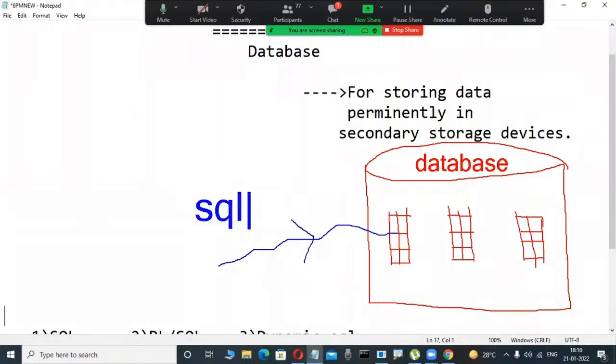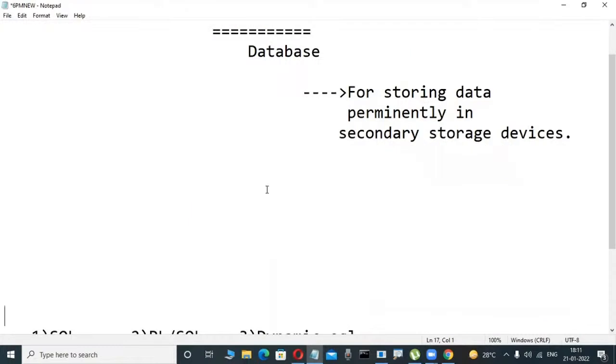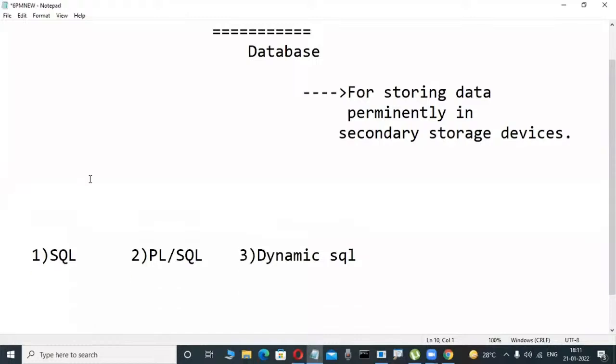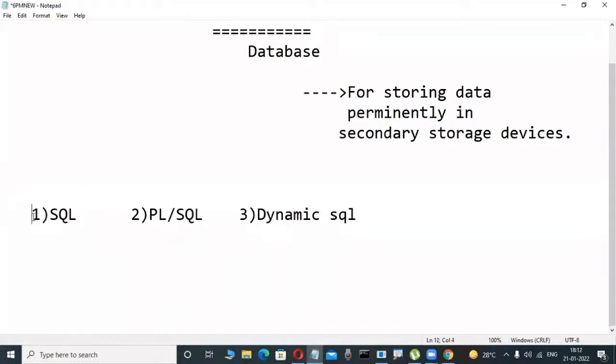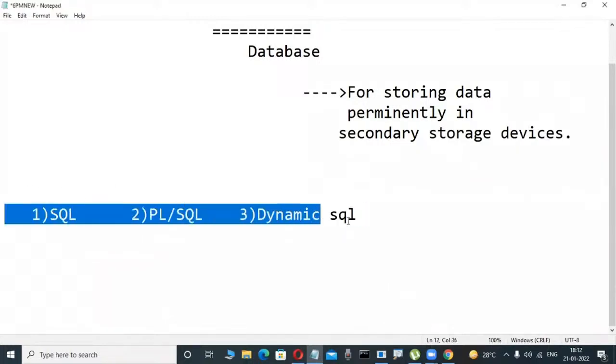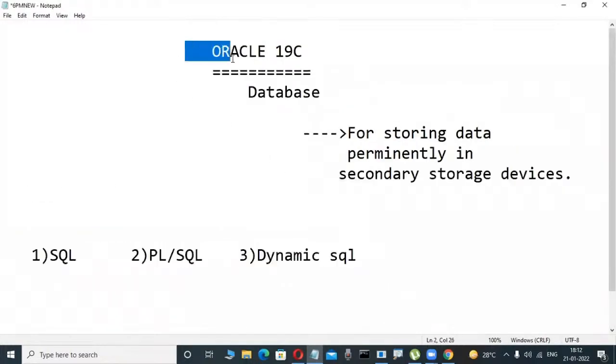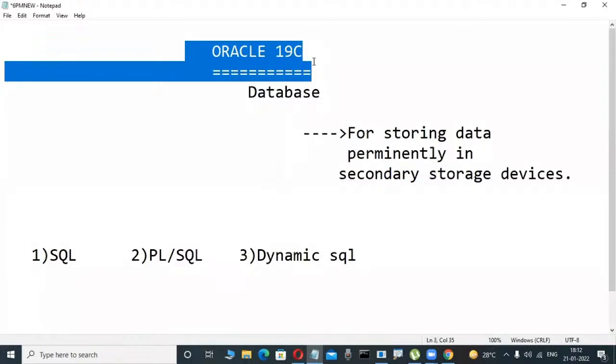Up to this point I told you yesterday, a small thing. If you want to operate this Oracle software, we use SQL, structured query language. Another language is PLSQL, procedural language extension for SQL. Another language is dynamic SQL. Through these 3 languages, we operate this Oracle software in your companies.